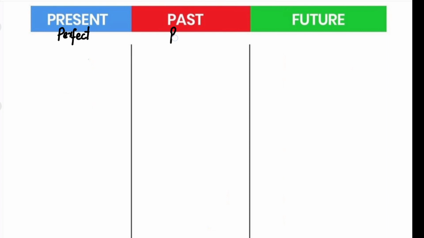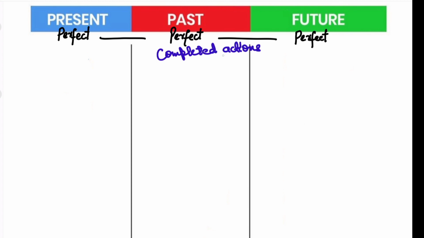So, today we will learn three most confusing tenses in English: present perfect, past perfect, and future perfect. These three tenses are called perfect tenses because they show a completed action. Let's understand them easily with rules, keywords, and examples.